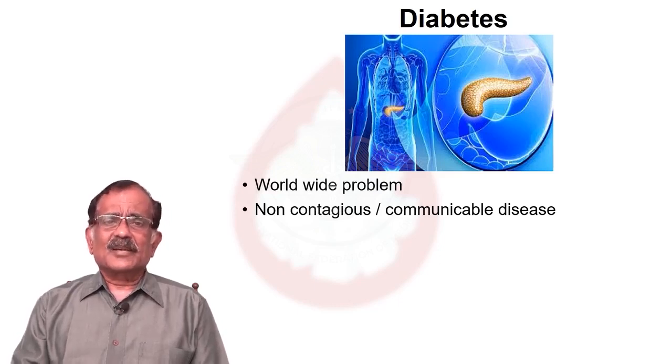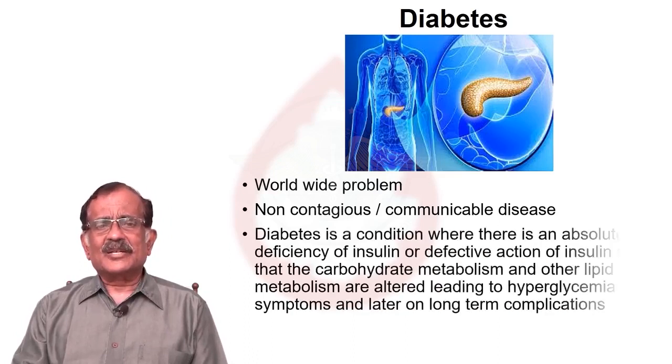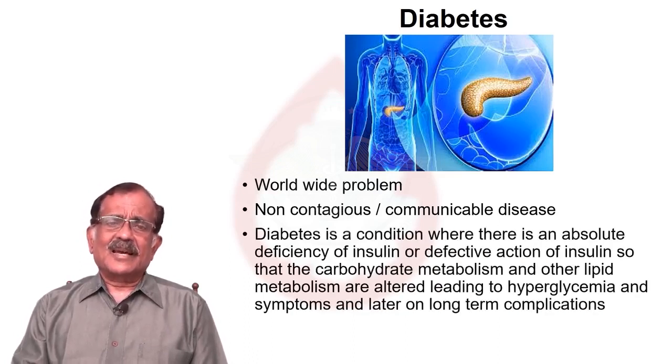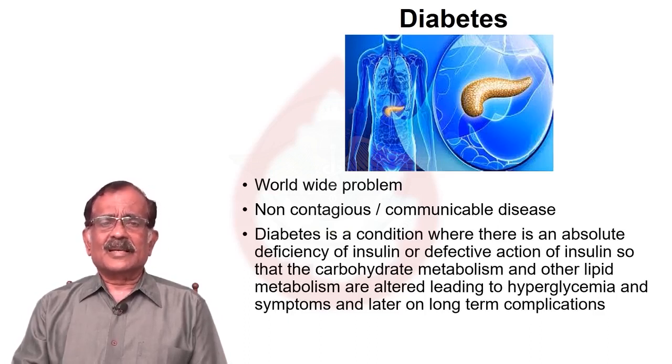First of all, what is diabetes? Diabetes is a condition where there is absolute deficiency of insulin or defective action of insulin, so that carbohydrate metabolism and lipid metabolism are altered, leading to hyperglycemia and symptoms, and later on long-term complications.